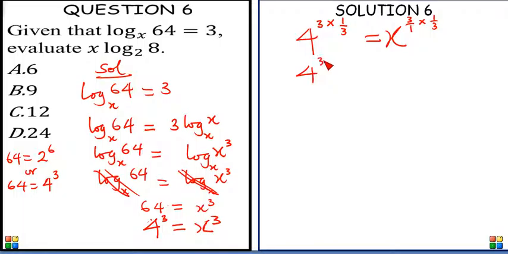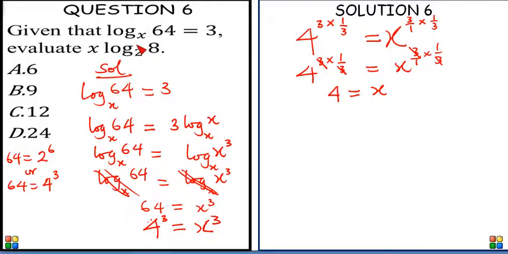3 cancels 3 there. 3 divides 3. And over here we have times 1 over 3. 3 also divides 3. At the end of the day we are left with 4 is equal to x. 4 is x. But really, we're not asked to find x. We're asked to find x log 8 base 2.